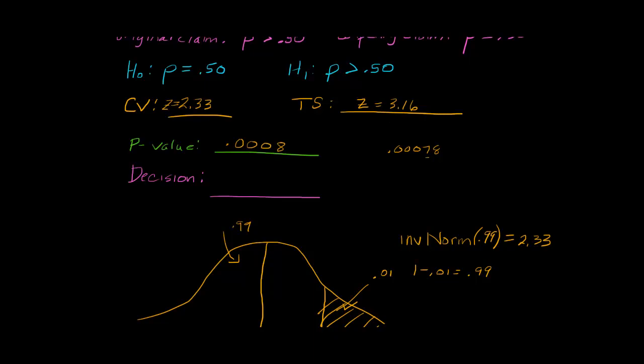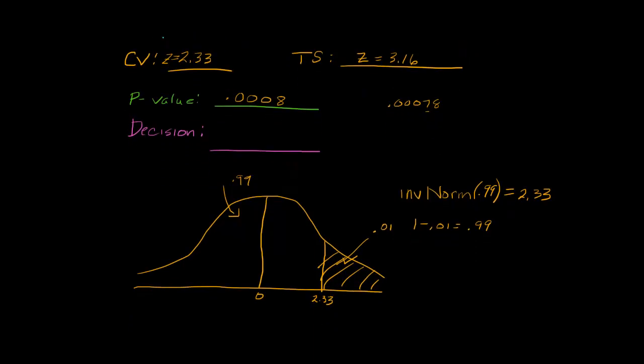So let's get these things labeled on the graph. So a test statistic of 3.16 would be out here somewhere, right? 3.16. And remember, the p-value is just this area associated with the test statistic. Okay, so clearly it's less than the area for alpha, the 0.01. And we see that it is. Alpha was 0.01, p-value is 0.0008.